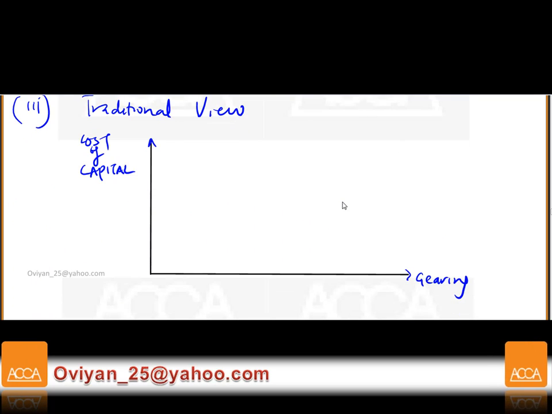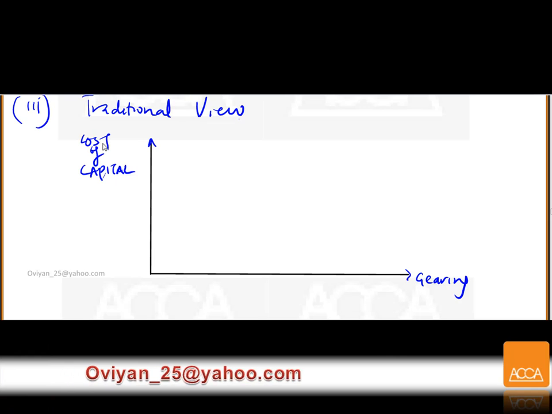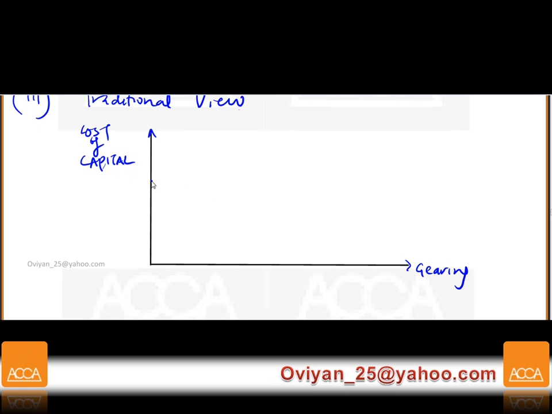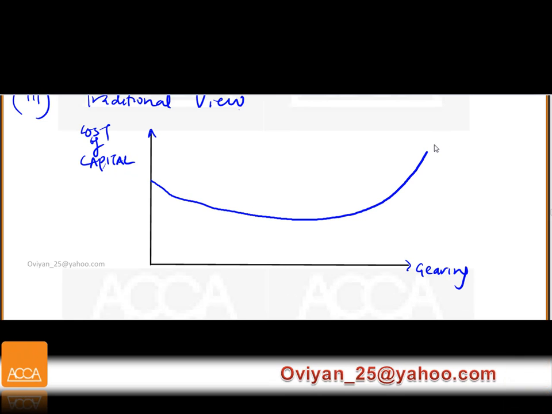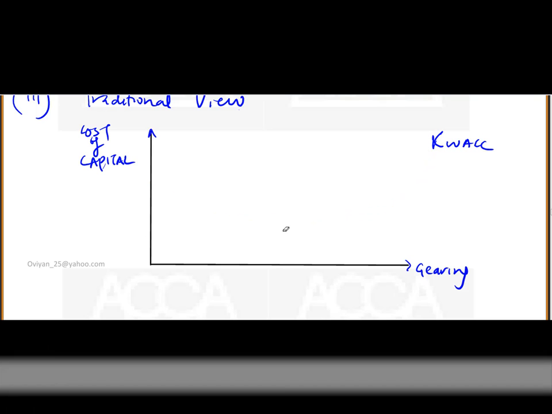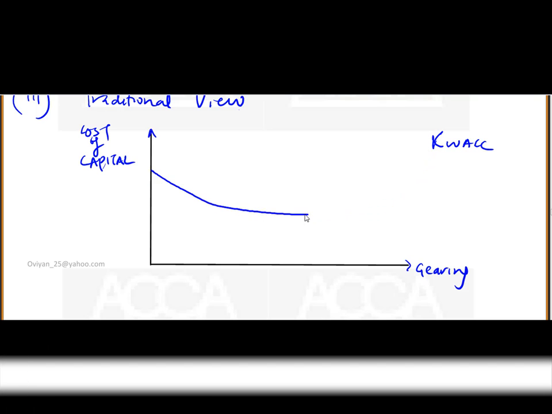Next one is going to be the third one, which is, let's just stop at this one, the traditional view. Now, traditional view, cost of capital, gearing, as well as valuation. Alright, let's stick to cost of capital here. Okay, that'll be good. And this is how your KWACC behaves. Now, what is important here, it's not a smooth curve.